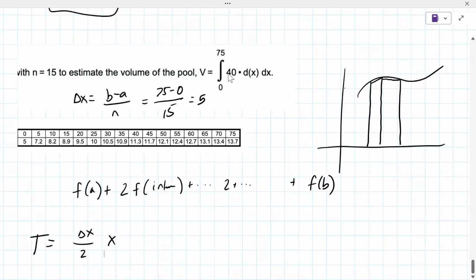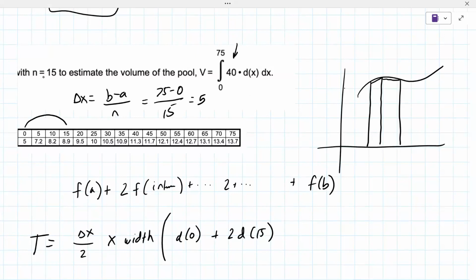And then because this number is in here, usually this number is not in here, but they've snuck that one in, you multiply by this, I don't know what to call it, the width. I guess we'll call it the width, times, and this is where you're doing the D of 0 plus 2 times D of 15. Now, why 15? Because your jump is by 15 here. No, no, 15. Sorry, there's 15 of those. Sorry, no, that is not right.